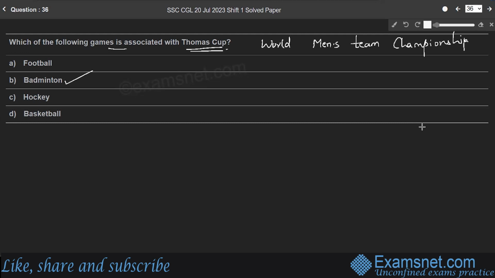Students, the Uber Cup is the contemporary of the Thomas Cup, which is held for women. In 2018, the tournament was held in Bangkok, Thailand. So badminton is associated with the Thomas Cup. Option B is the right answer.